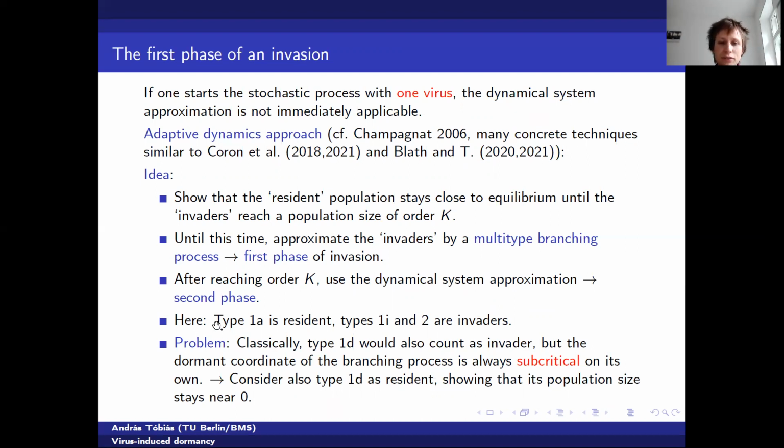And here, the resident type is type 1a because this starts in equilibrium, and the infected individuals and the viruses are invaders. And classically, one would also think that type 1b, the dormant individuals, these are also invaders because they just emerge thanks to the virus infection. But actually, the dormant coordinate of the branching process turns out to be subcritical on its own, even if the other two coordinates are supercritical. Therefore, our solution is that we also consider type 1d as resident, showing that its population size stays near equilibrium, which is in this case just near 0.